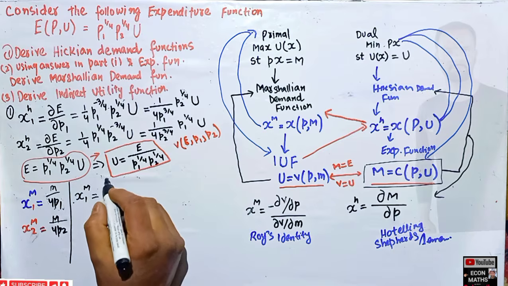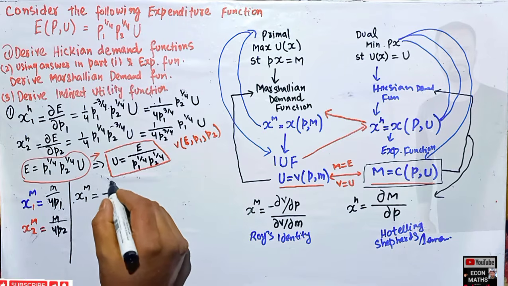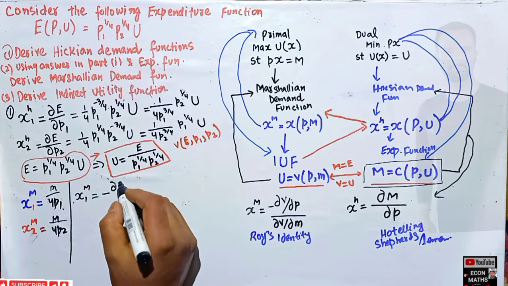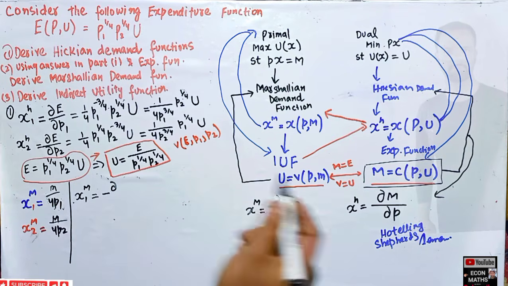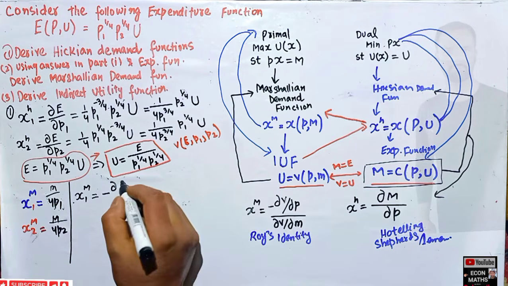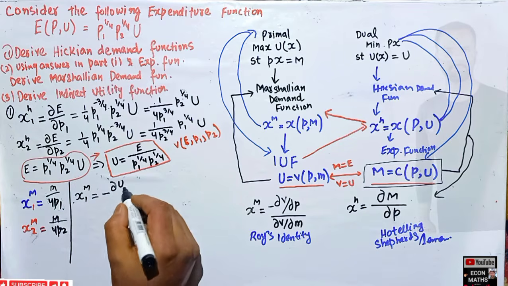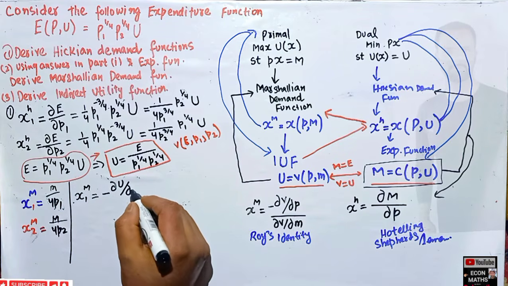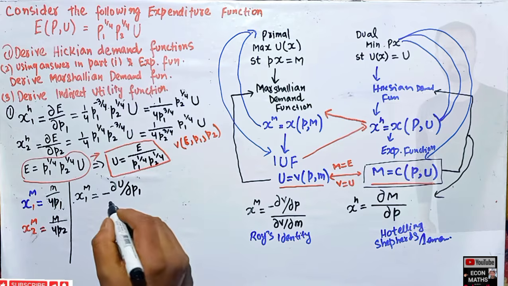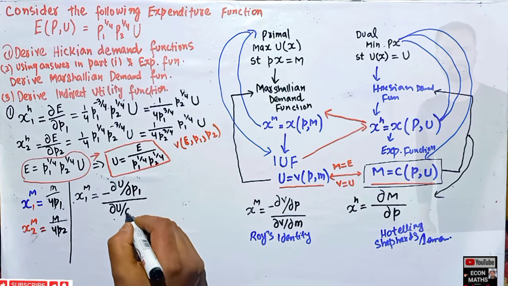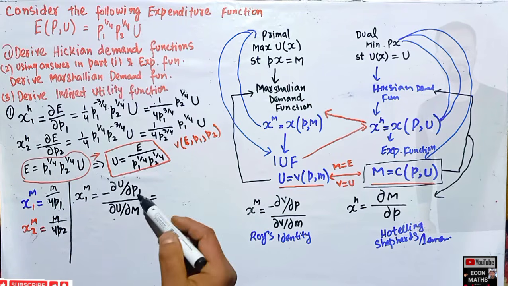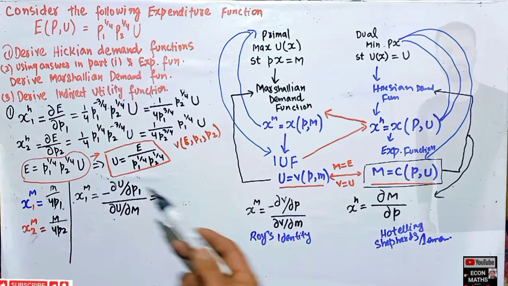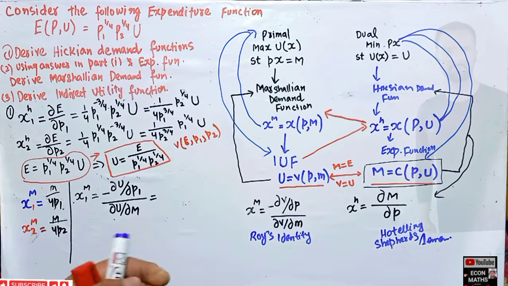That means we write minus d, I'm using u here, du with respect to p1, divided by du upon dm. Now what is du upon dp1? That means I should differentiate.